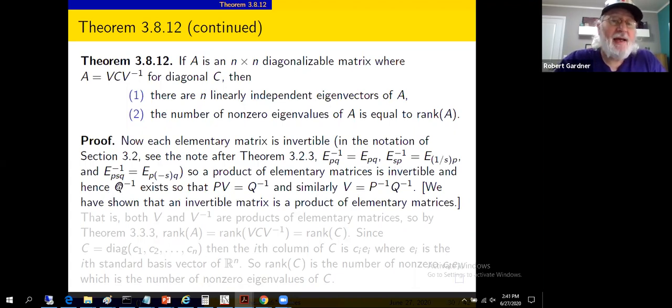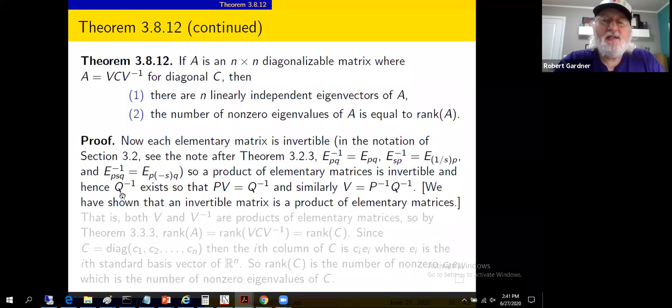If we were to add S times row Q to row P, that's what I indicated with this, how would you undo that? By adding negative S times row Q to row P. So there's explicitly the inverses of those elementary matrices. Anyhow, I stand by my claim. Every elementary matrix is invertible. In fact, its inverse is easy to find. So the product of a bunch of elementary matrices is invertible. Product of invertible matrices is invertible. You know how to find the inverse.